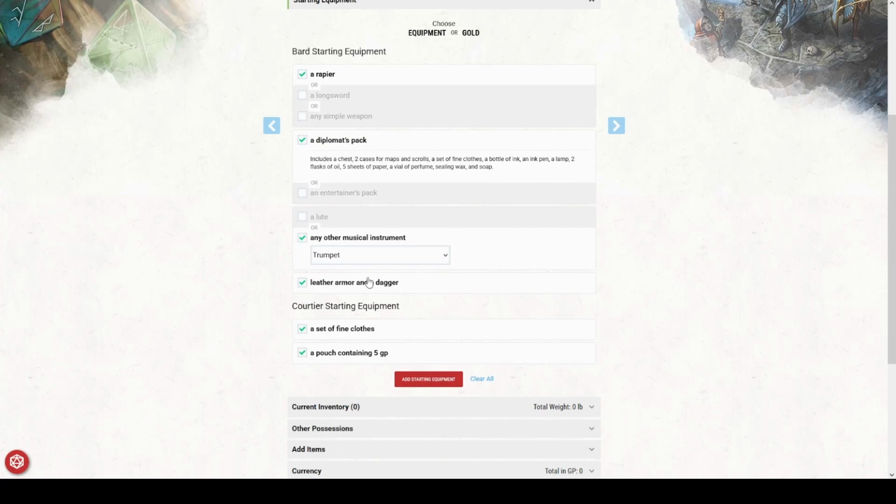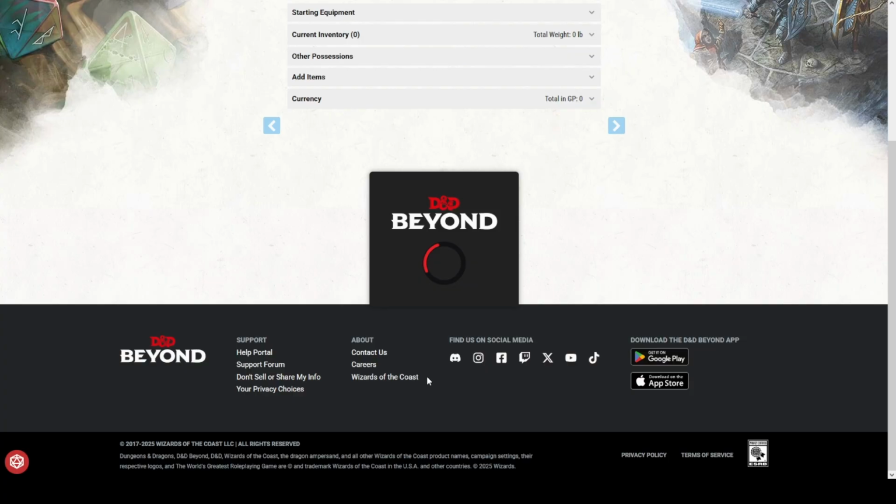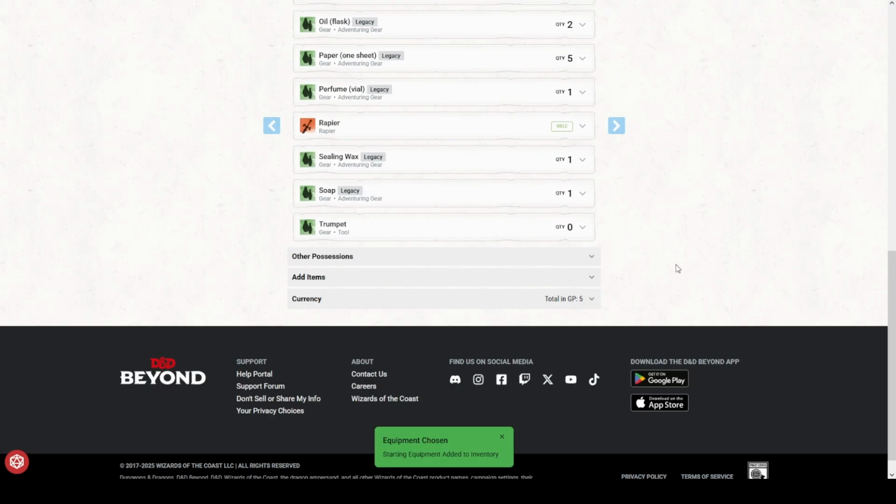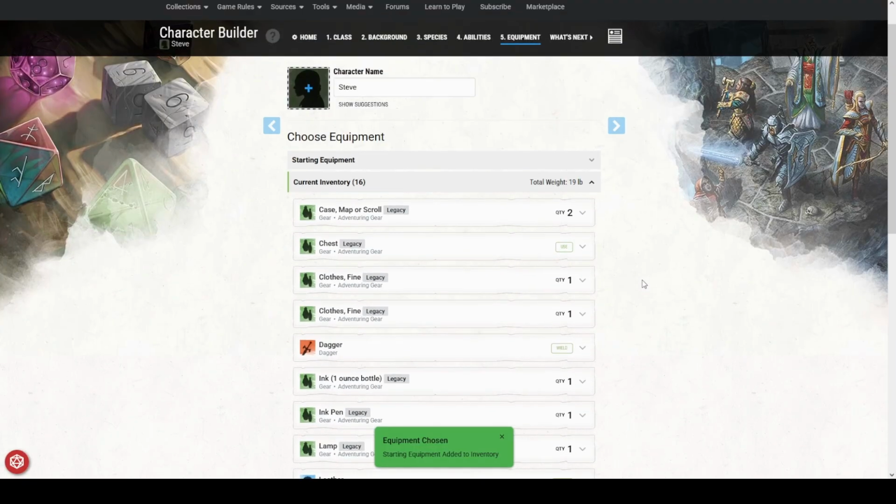And then you get leather armor and a dagger. This is in addition to the thing. Huge, important thing: you also get things based on what your background is. Before you click next, add starting equipment. It's so important that you do that. This is such a skipped step, and everyone's like, why didn't I get starting equipment?